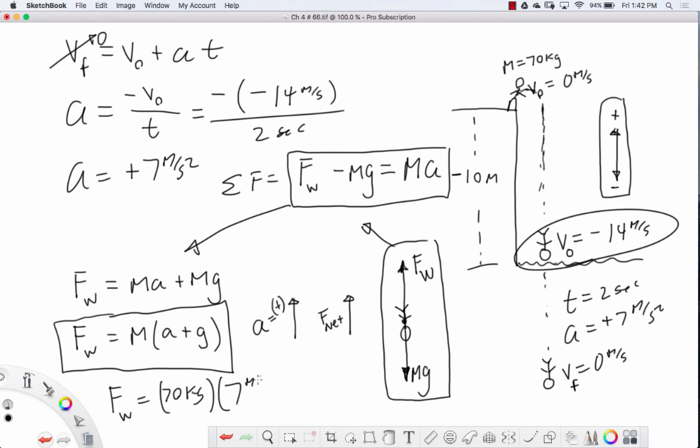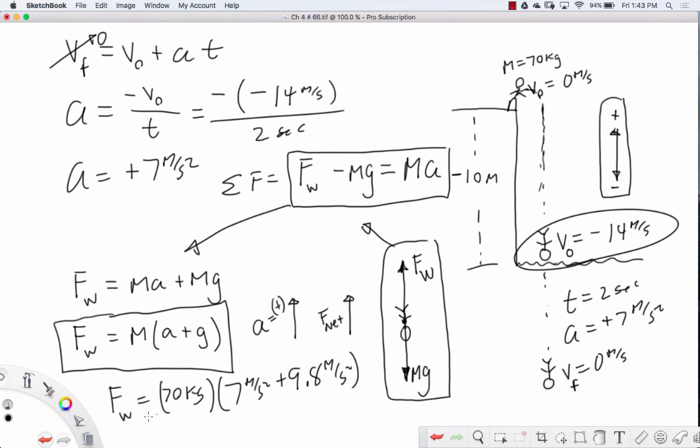is 7, plus, now do we make gravity negative right there? Is gravity going to be negative 9.8? Nope, because look right here. We already called gravity negative, didn't we? We already called it negative, so don't call it negative again. So it's going to be plus 9.8. And then this gives the answer. Force of the water is going to be 1,176 newtons.